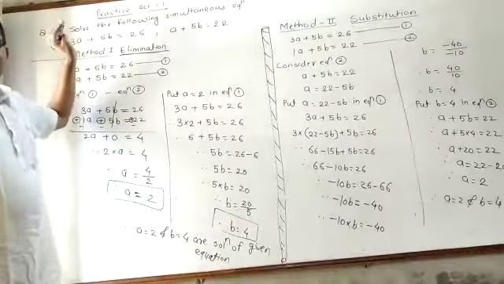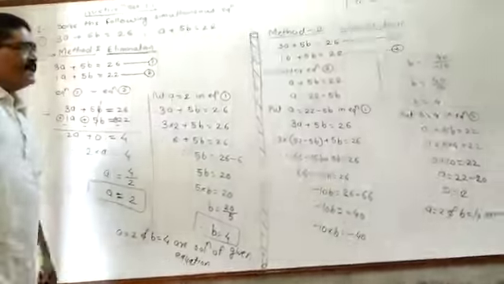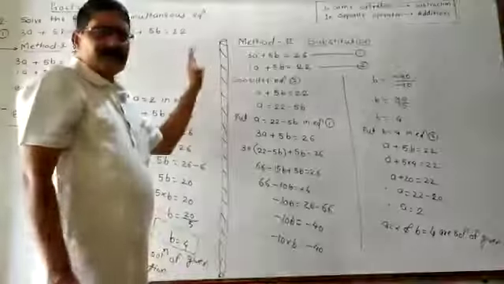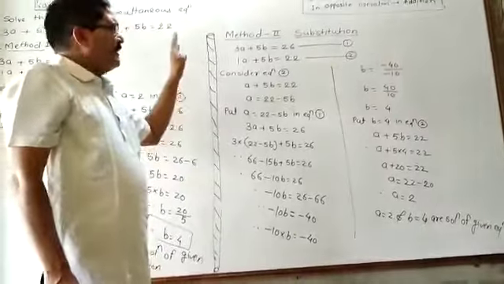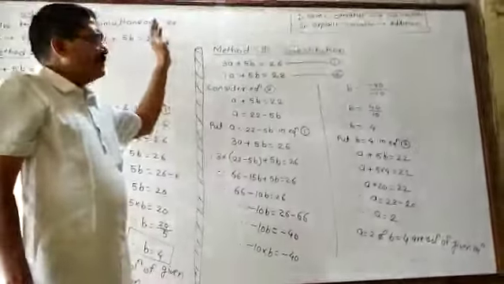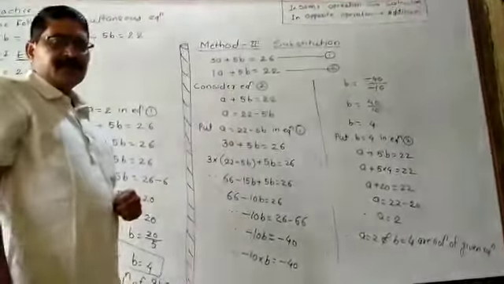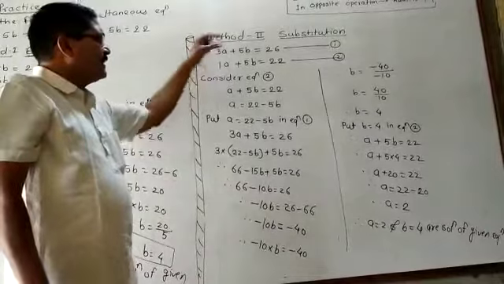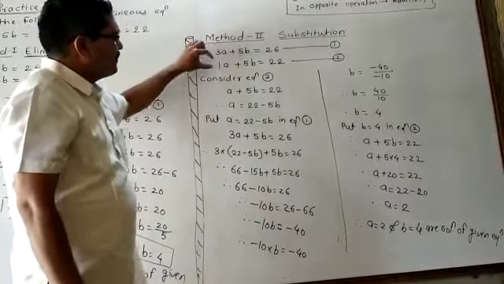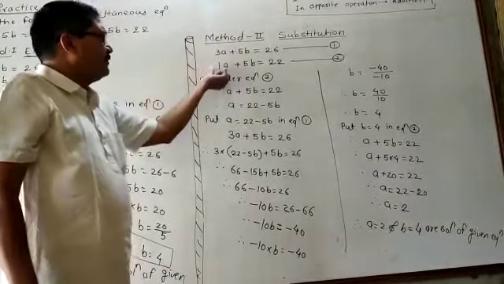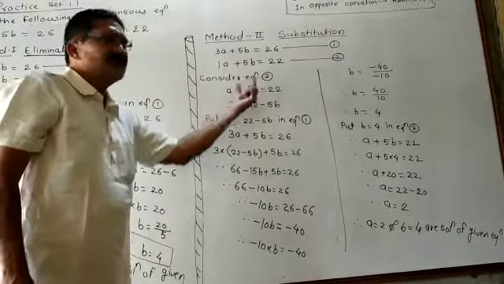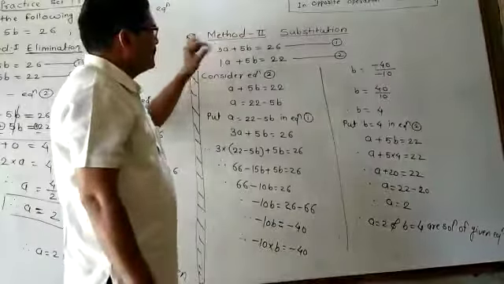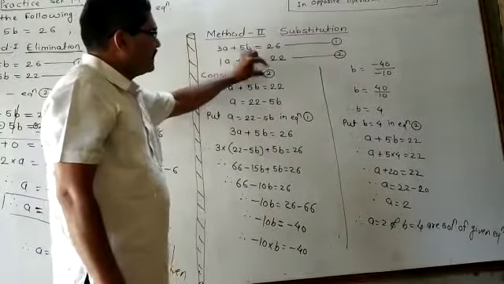I think you understand this elimination method. Similarly, you have to start with the substitution method. The substitution method is also very simple. Here in the substitution method you have to consider one of the equations, such that one of the coefficients is 1. Here the coefficients are 3 and 5 in one equation, and 1 and 5 in the other. Here the coefficient is 1, so you have to consider this equation 2. Number this equation as 1 and this equation as 2.